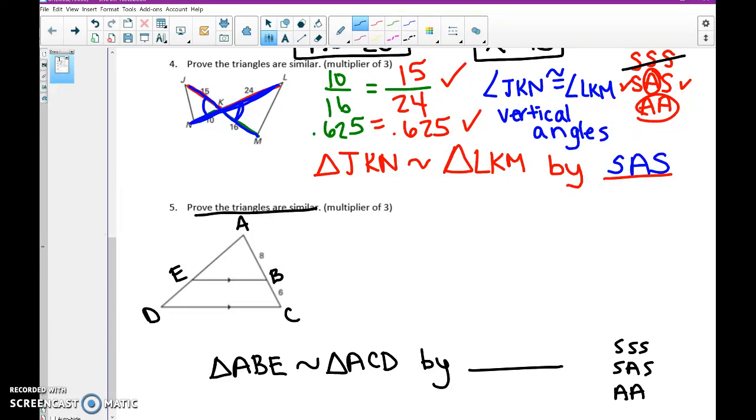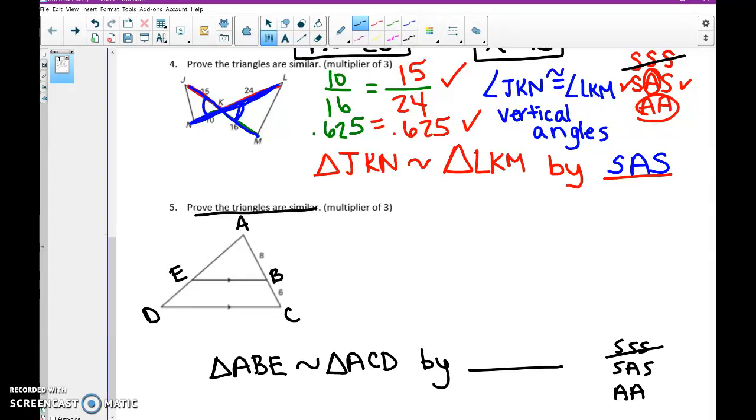Remember what I said? You cannot use sides unless they give it to you. Do they give you all 3 sides of both triangles? Well, they give me one here, but I don't know this one, and I don't know this one, and I don't know their corresponding ones, so SSS is out.